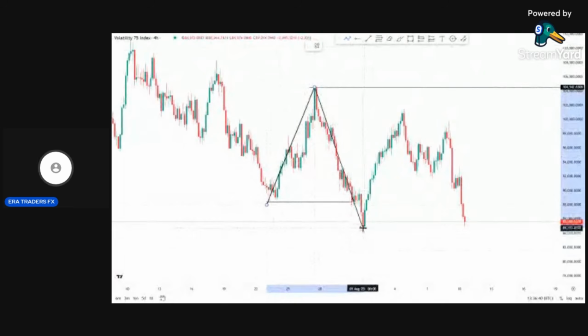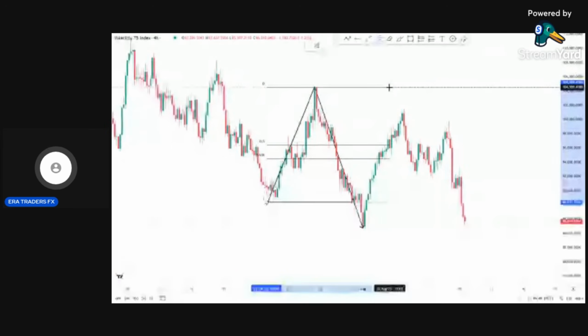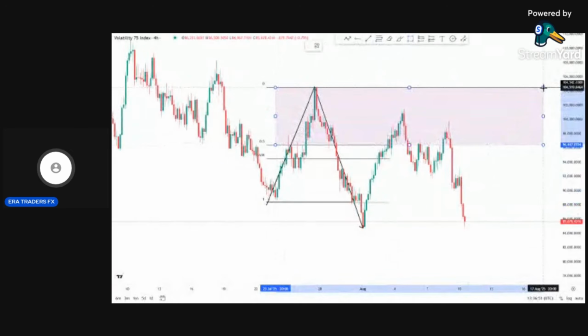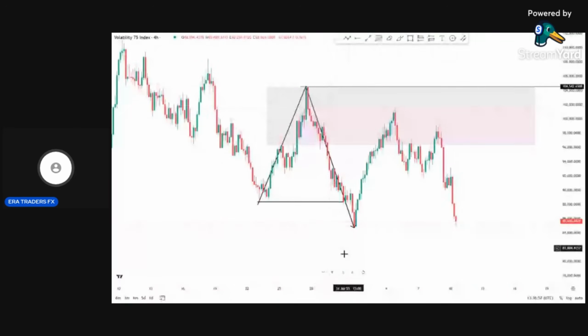You know that after a break of structure, you take your fib from the low to the high. Everywhere above your 50% is where you want to look out for yourselves. Now, where in this area will you look for your entry?